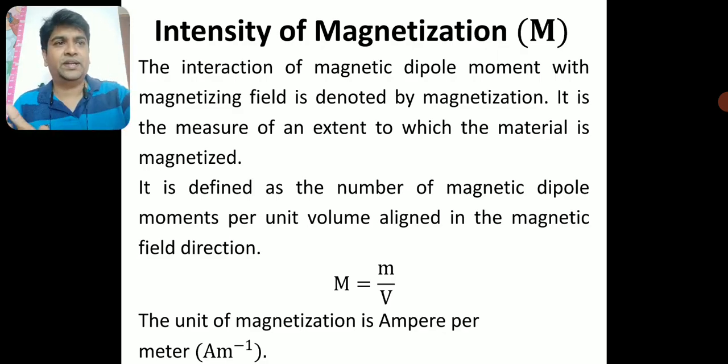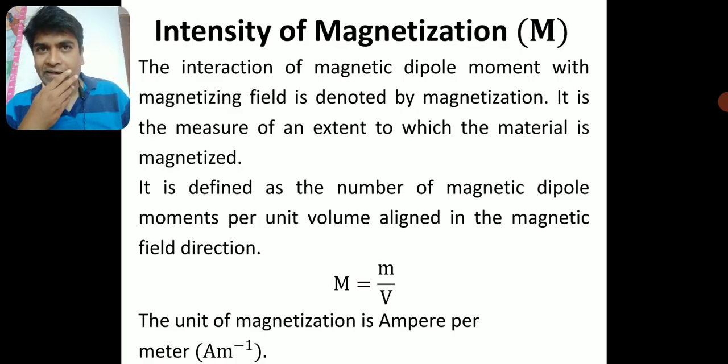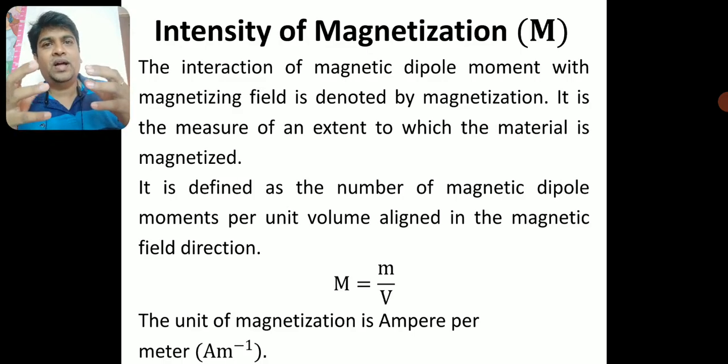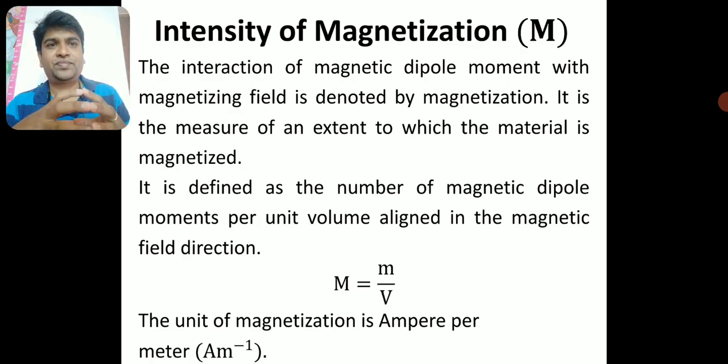Now we will write an equation for this. The intensity of magnetization is defined as the magnetic moment per unit volume aligned in a magnetic field direction. I have already told you that each atomic dipole is randomly oriented without the application of a magnetic field.